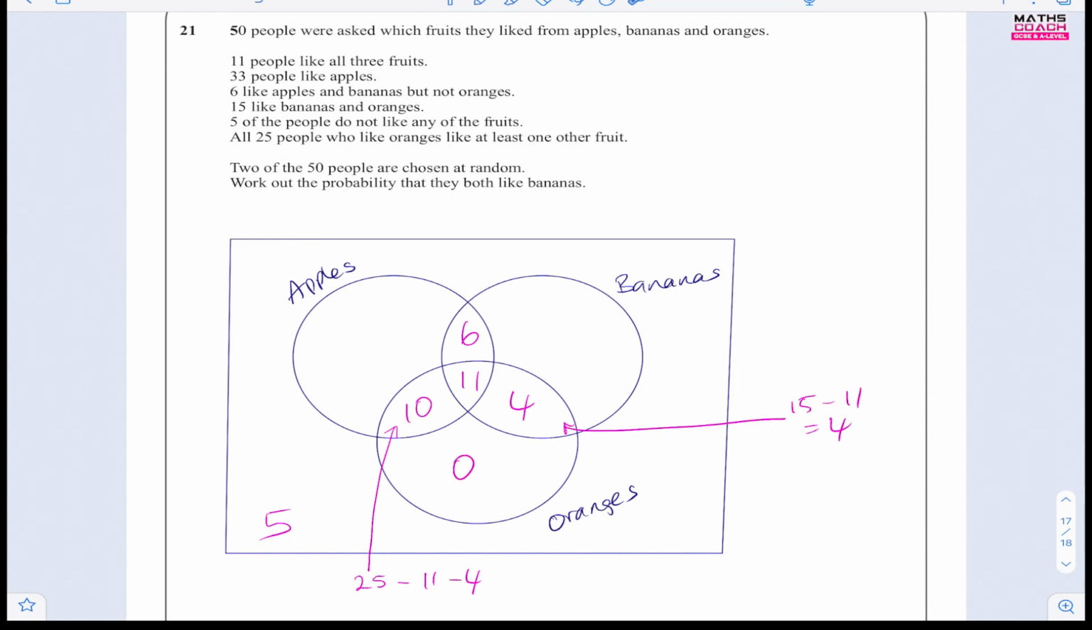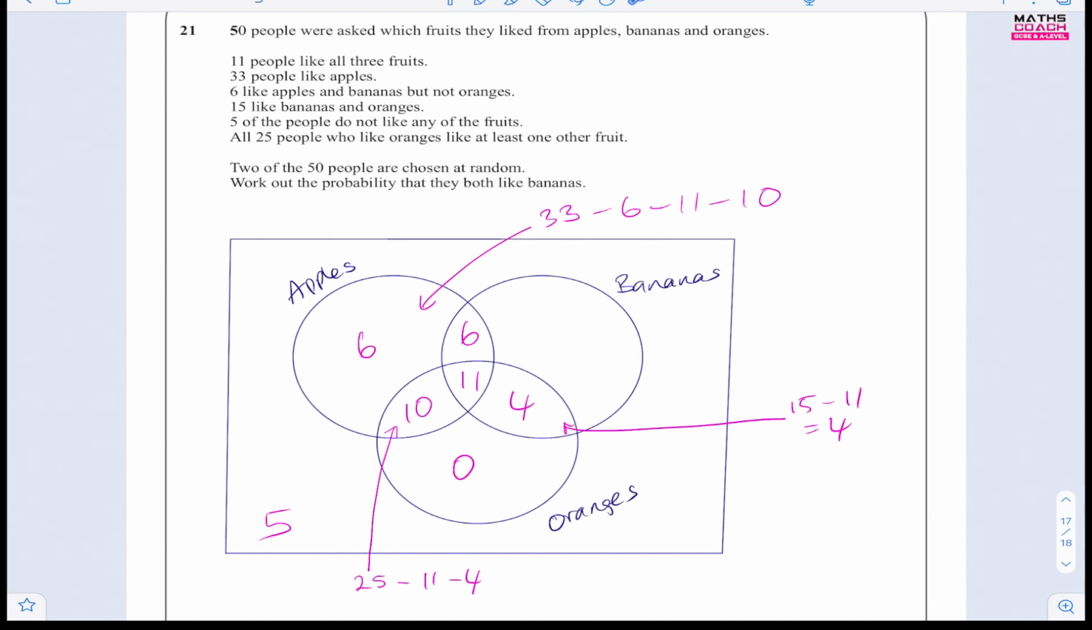Now you can see that the Venn diagram is starting to get filled up. We can now go back to the 33 people that like apples and fill this in. So this circle, all of that has to represent 33. So in order to find out how many people like apples only, we do 33, take away the 6, take away the 11, take away the 10. So let's go ahead and write that now. So we have 33 minus 6 minus 11 minus 10, giving us 6. So we could write 6 right there. 6 people only like apples.